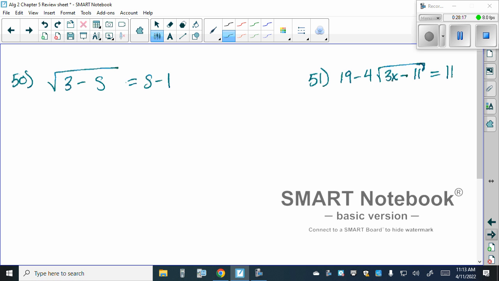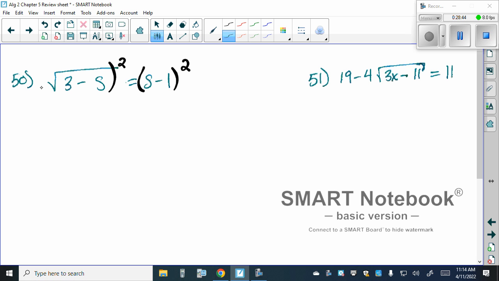This one here is going to be one of the ones that shows up in the check your answers. One big giveaway that we're going to need to check our answers is if a variable is outside the radical. If we have a variable outside the radical, we're going to need to check our answers. Now looking at this here, is the radical by itself? Yes. So here we can go on and square both sides.